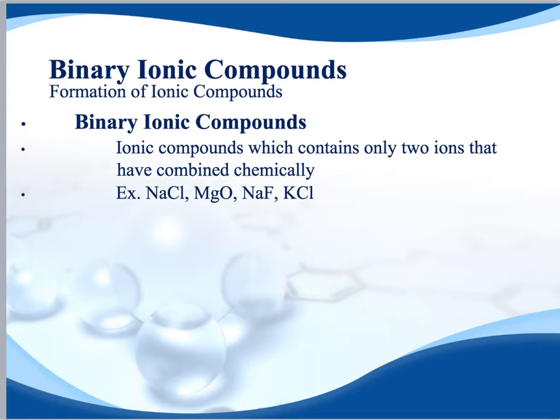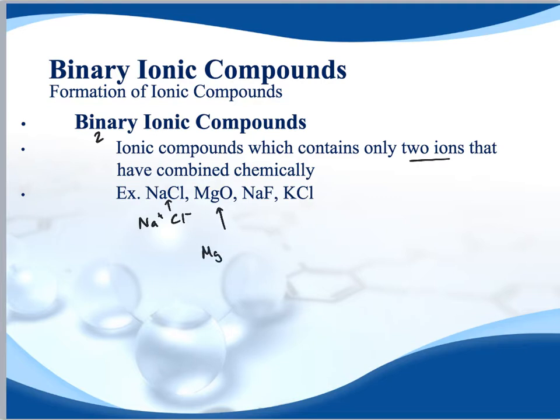Binary ionic compounds. These are ionic compounds which contain only two ions that have combined chemically. So these are really simple, right? Binary meaning two, right? NaCl, sodium chloride. If you look on your ion sheet, sodium has a +1 charge, and chlorine as an ion is a chloride ion with a -1 charge, right? That's what's going on for that one.